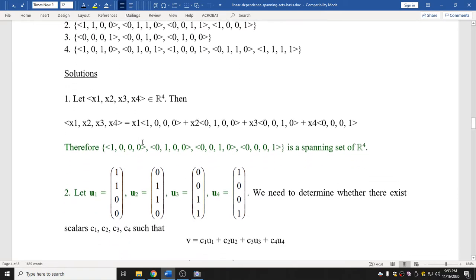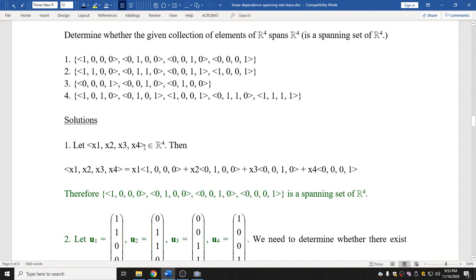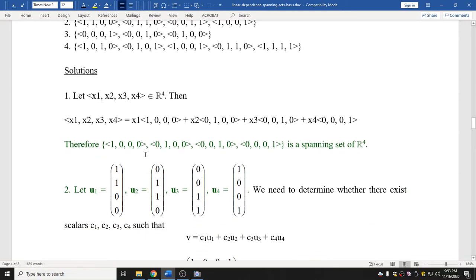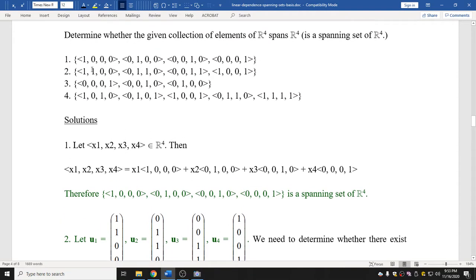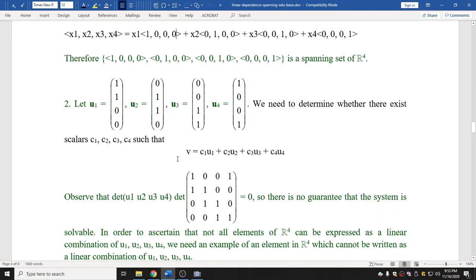Okay, so let's set up our linear combination in number 2. If you call those vectors U1, U2, U3, and U4, then we want to determine whether there exist scalars C1 all the way up to C4 such that V equals the linear combination C1 U1 plus C2 U2 plus C3 U3 plus C4 U4. Here V would have to be understood to be a generic element.